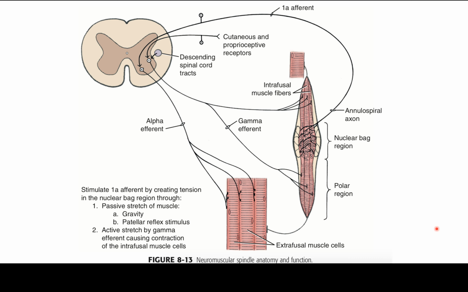Gait generation. The interaction of these UMN pathways, the ventral gray column interneurons, the alpha and gamma efferents, and the neuromuscular spindles are all critical factors in postural support and in the generation of gait.